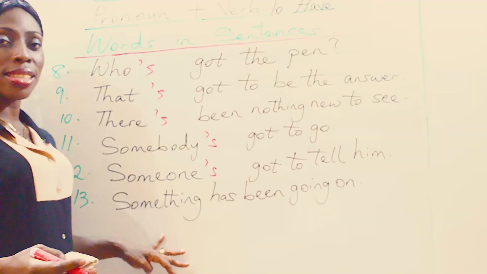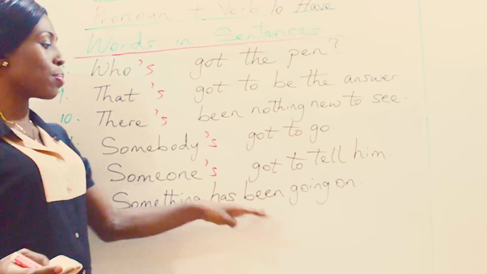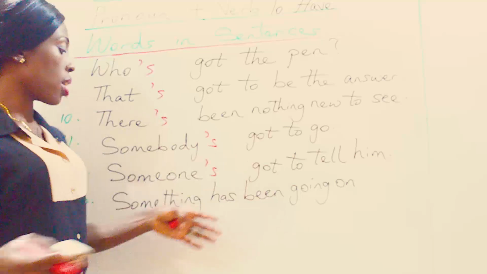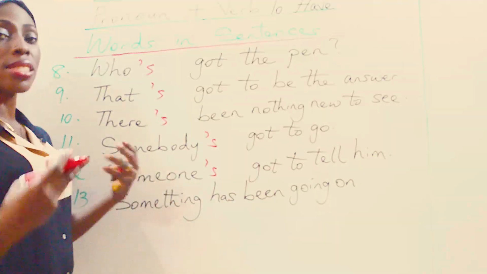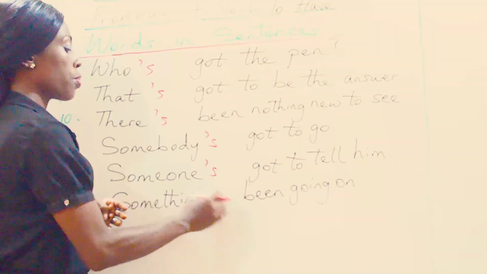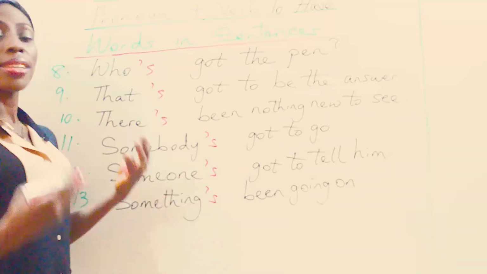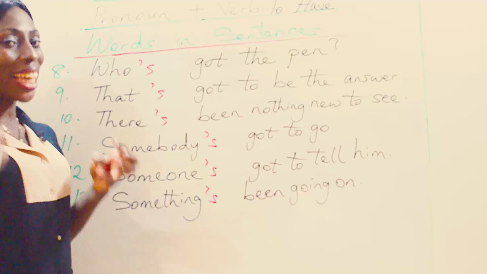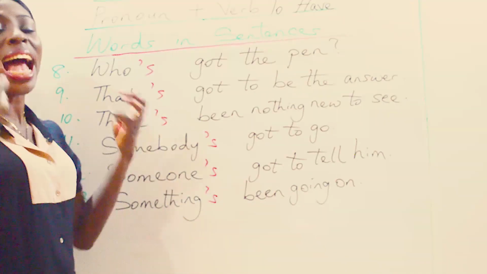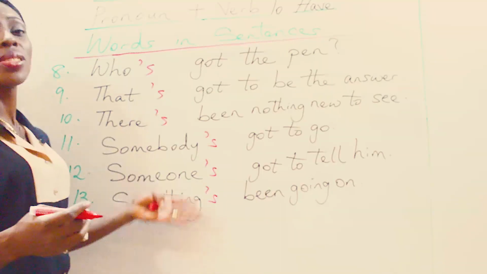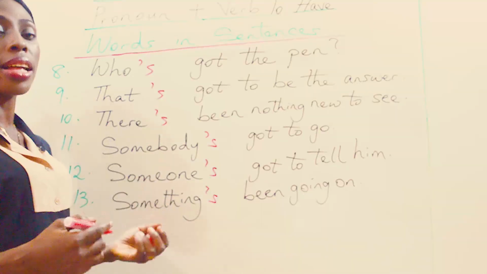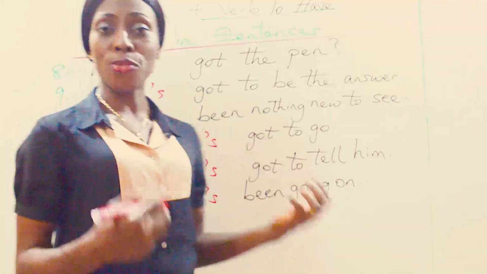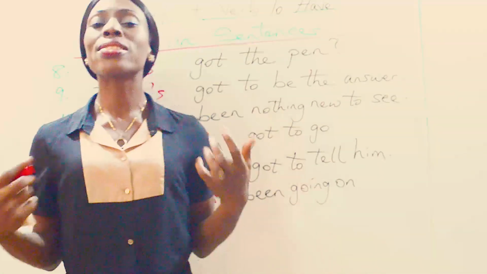Now the last sentence is "Something has been going on." Something has becomes something's. So you say "Something's been going on." So from the sentence you would know it is not something is, but something has. "Something has been going on," changing to "something's been going on."